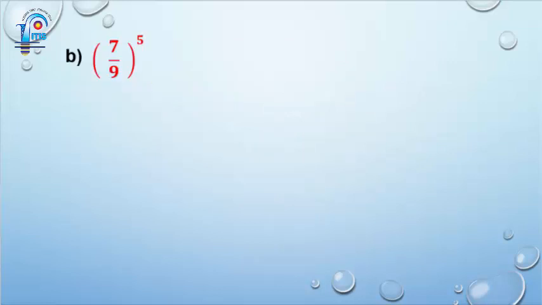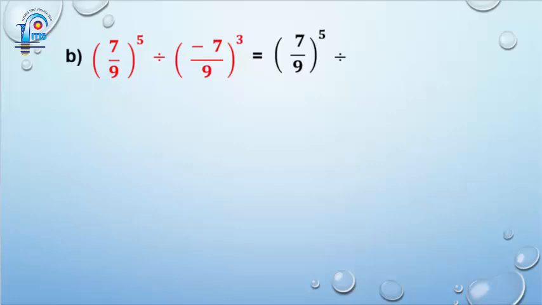Letter B. 7 over 9 to the power 5 divided by negative 7 over 9 to the power 3 equals. Look at the second rational number. I have the negative number with odd power. Then equals 7 over 9 to the power 5 divided by, bring down the negative sign, negative 7 over 9 to the power 3.